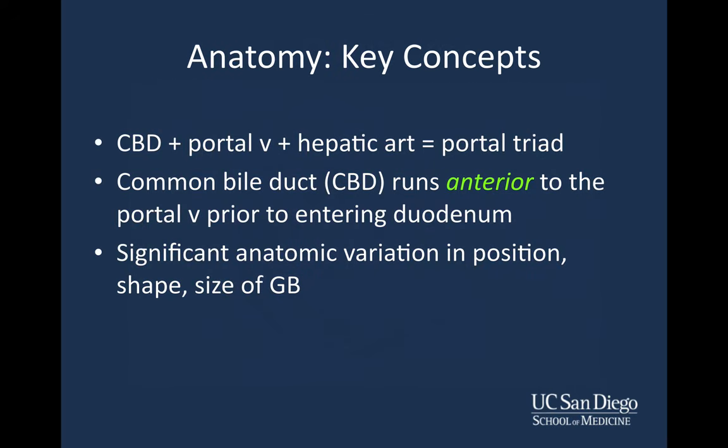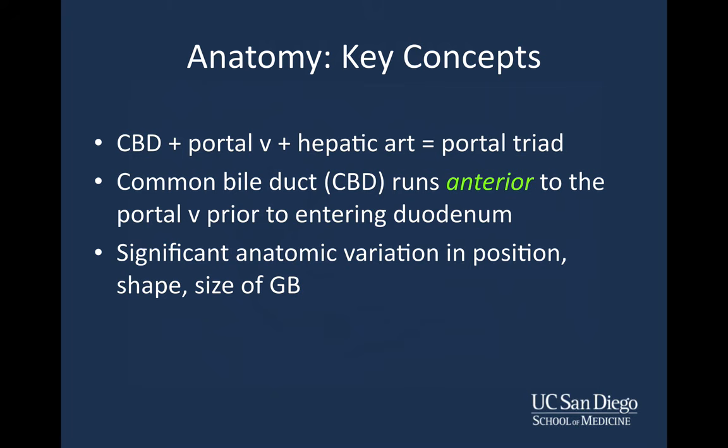Additionally, in terms of other key anatomic concepts, I just want to touch on a couple of quick things. First of all, I'd like you to recall what comprises the portal triad. That's going to be the common bile duct, the portal vein, and the hepatic artery. Although we won't be specifically looking to identify the hepatic artery as part of our bedside ultrasound exam of the hepatobiliary system, it is relatively easy to identify the portal vein, and once you find the portal vein, if you know that the common bile duct is just adjacent to it as part of the portal triad, it'll make it much easier to identify.